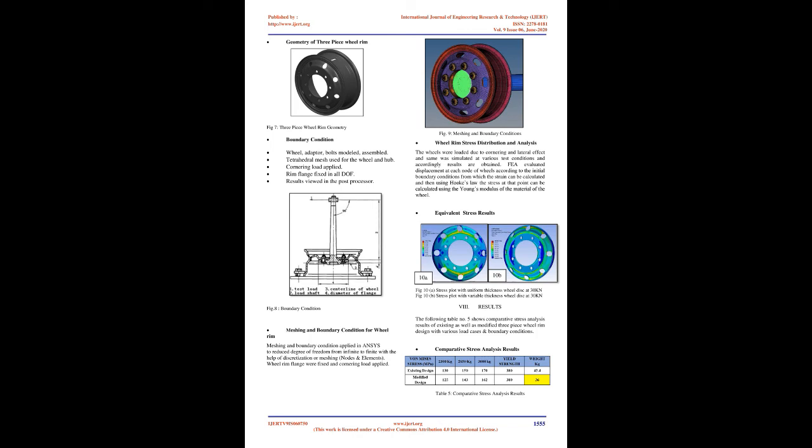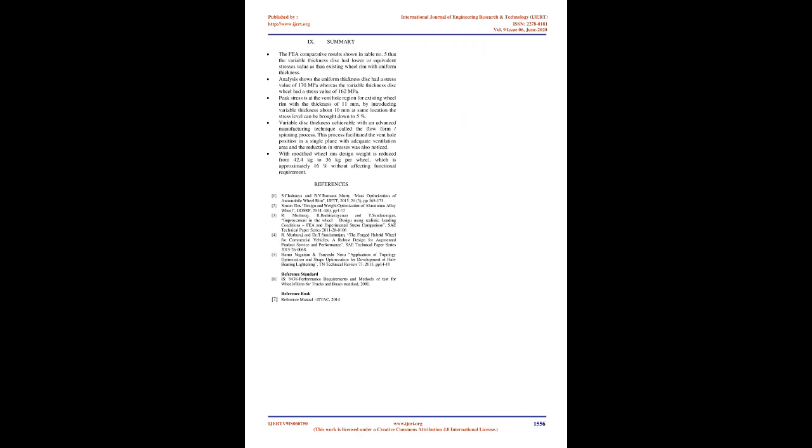Wheel rim stress distribution and analysis. The wheels were loaded due to cornering and lateral effect and the same was simulated at various test conditions and accordingly results are obtained. FEA evaluated displacement at each node of wheels according to the initial boundary conditions, from which the strain can be calculated and then using Hooke's law the stress at that point can be calculated using the Young's modulus of the material of the wheel.